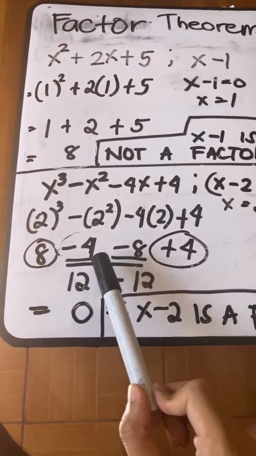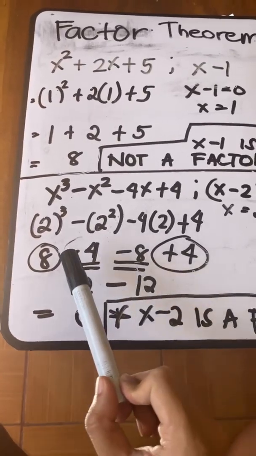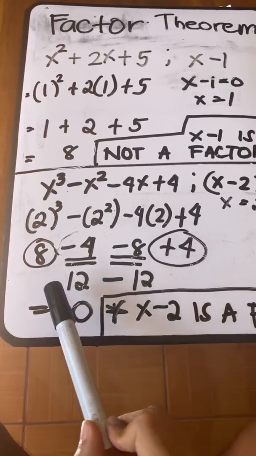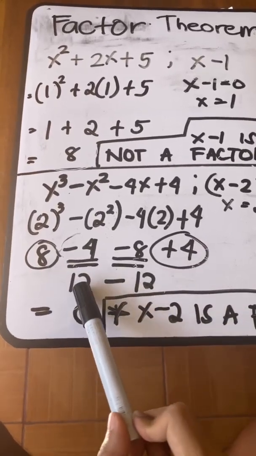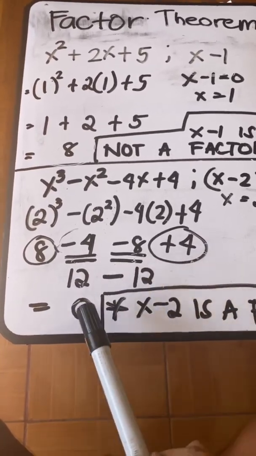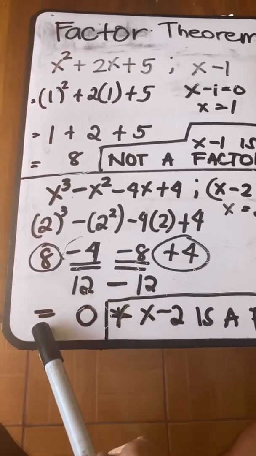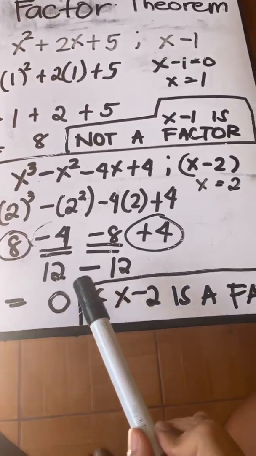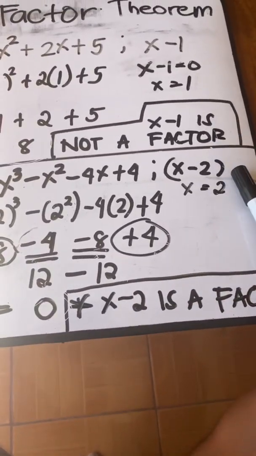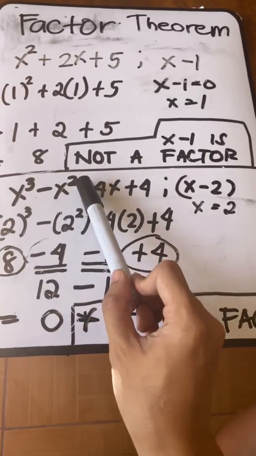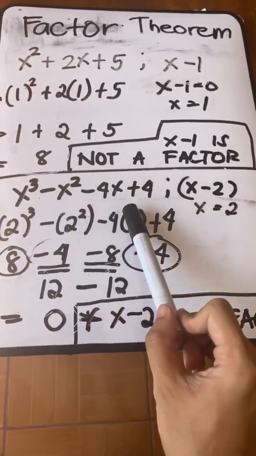Next, sinunod ko naman yung dalawang negative na number. So, we have here negative 4 plus negative 8. So, that is negative 12. Tapos, tsaka ko sila isi-simplify. So, 12 minus 12 is equal to 0. Now, so since in this case, class, ang remainder natin is 0. Therefore, we can say that yung x minus 2 is a factor of x cubed minus x squared minus 4x plus 4.